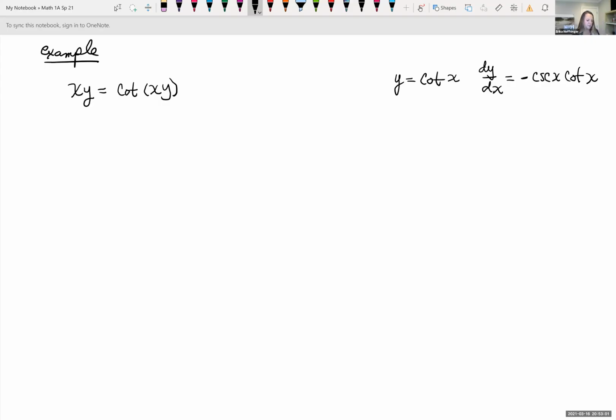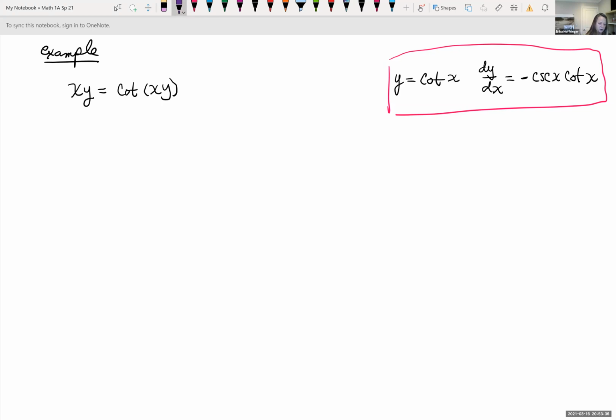Okay, so let's look at an example. Again, we're using implicit differentiation to find the derivative of xy equals cotangent of xy. I just put in here, as a reminder, what the derivative of cotangent x was: dy dx would be negative cosecant x cotangent x. So when we're looking at taking the derivative of both sides of this equation, this left-hand side, x times y, we're going to need to use the product rule.